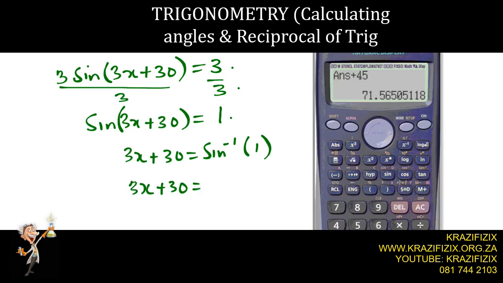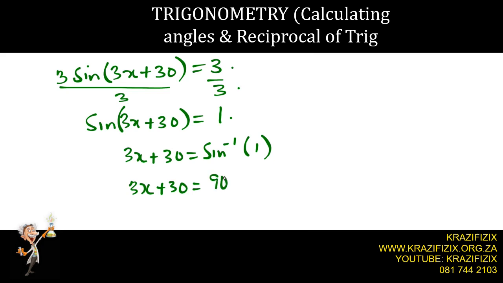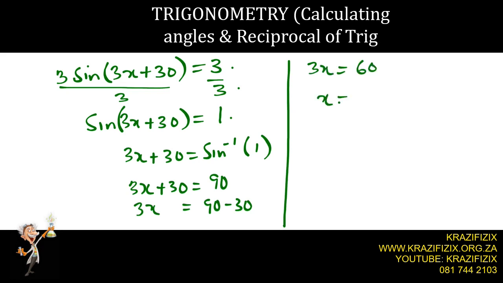Can we then go again? That should give us 90, but let's just do it. Now it's shift sine of... not negative, sorry, plus 1. And that gives us 90. So what do we say? 3x equals 90 minus 30. What do we have? 3x equals 60. Divide both sides by 3. x equals 20 degrees.